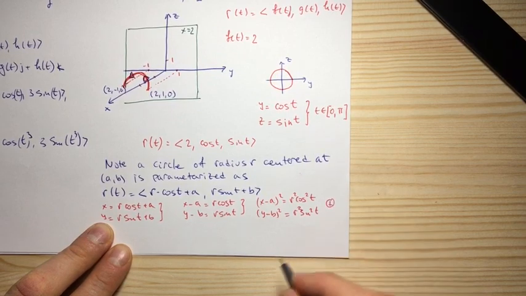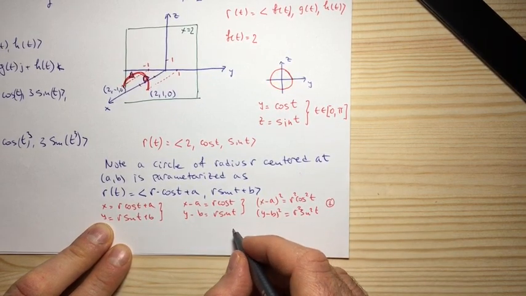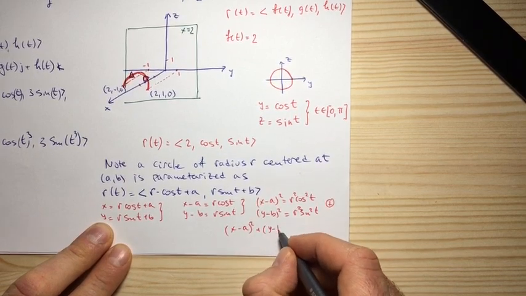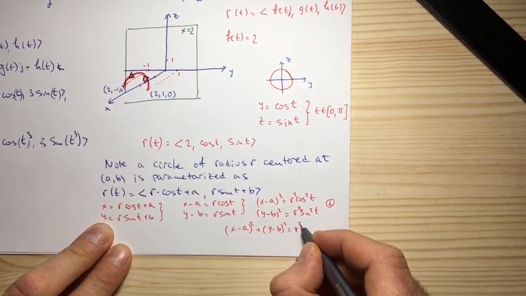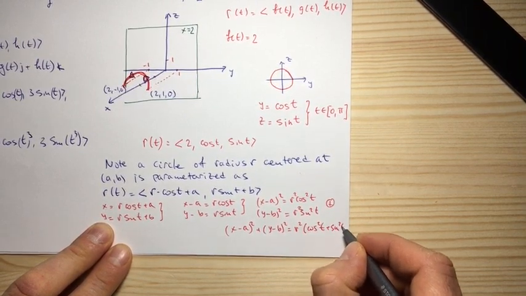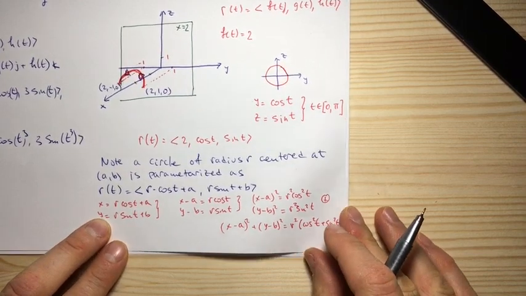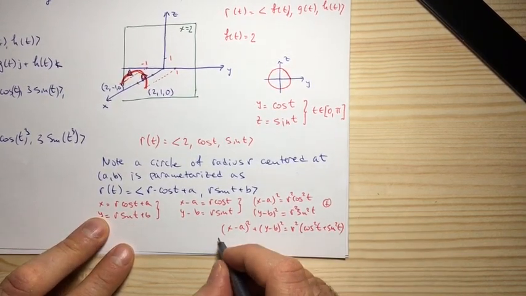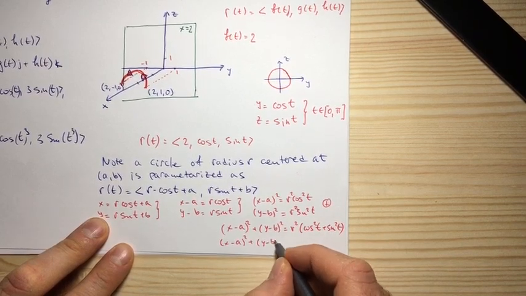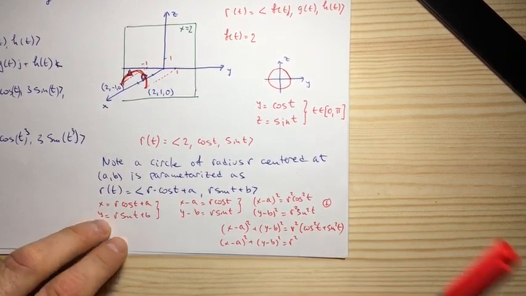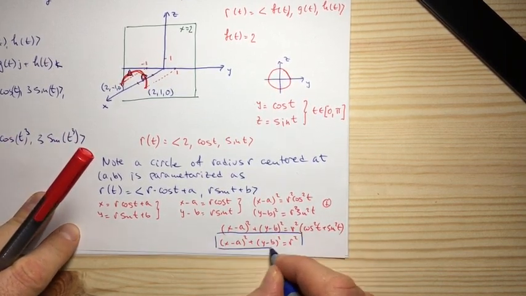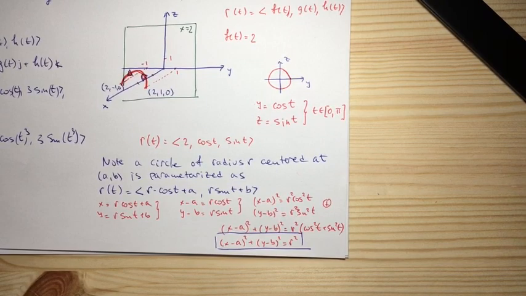And if we add these two equations, you get (x minus a) squared plus (y minus b) squared is equal to r squared times cosine squared t plus sine squared t. Cosine squared t plus sine squared t is the basic trigonometric identity, so indeed you get the equation in Cartesian coordinates of a circle centered at (a, b) with radius r.